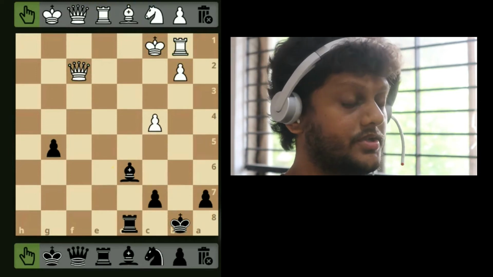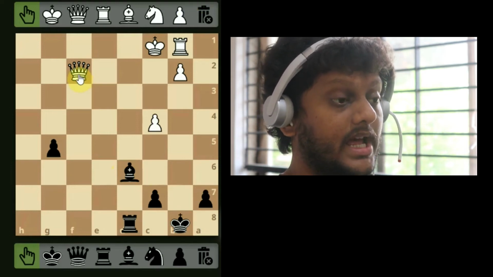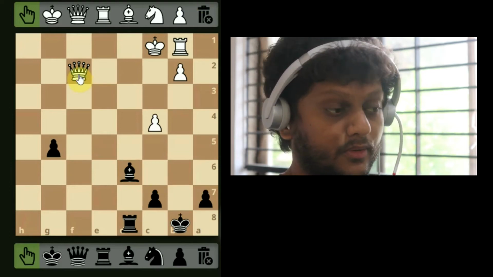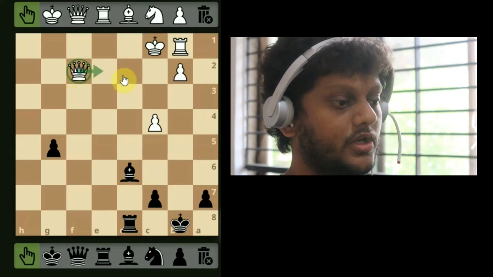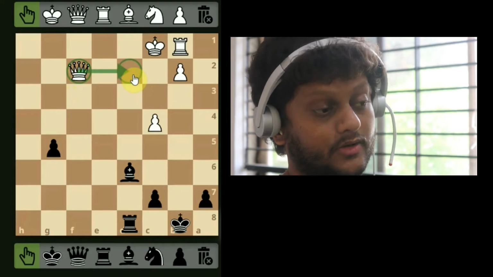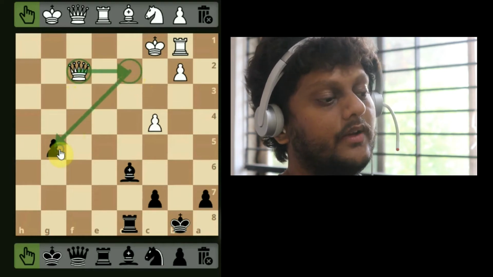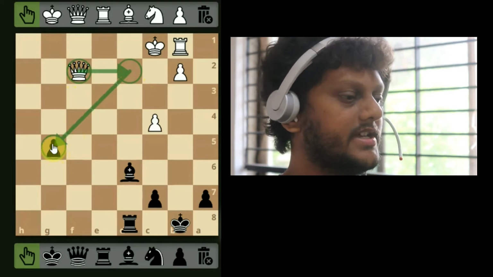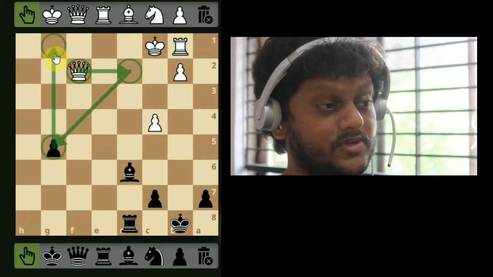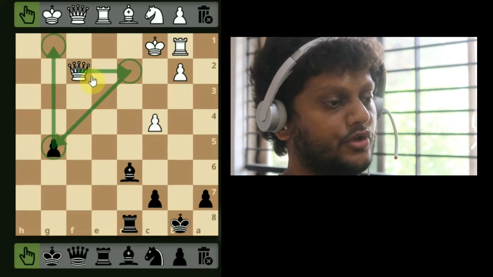So what I'm going to do is just assume that I'm your opponent. I'm going to move my queen from f2 to d2. The reason I'm going to move it to d2 is because I want to take your pawn on g5, because it looks like an easy passed pawn, it can be promoted anytime, so that's a threat to me. So I'm going to move my queen here.